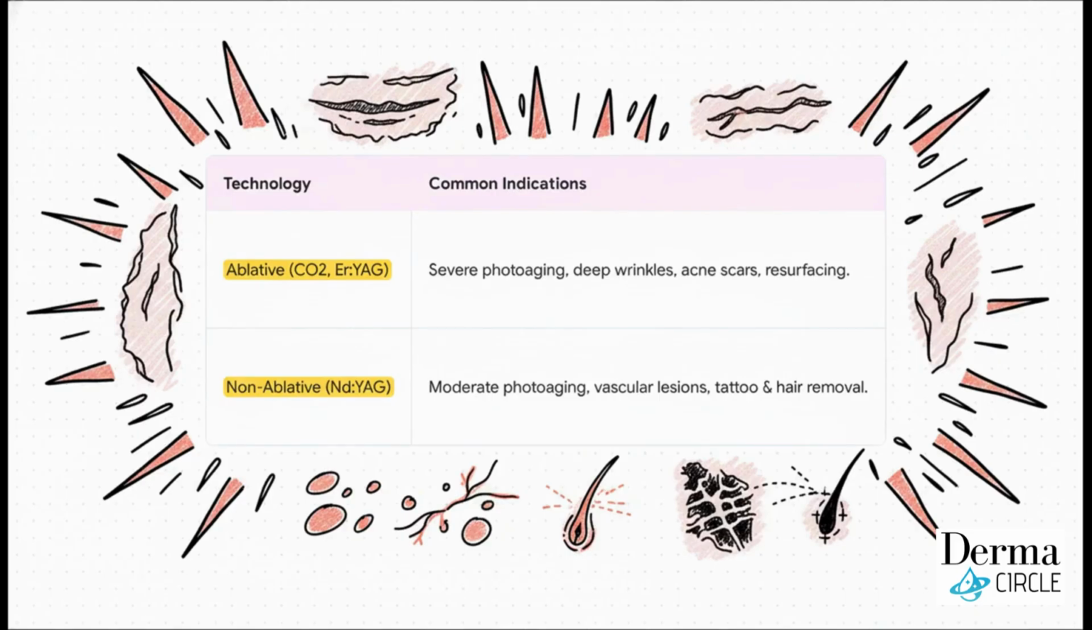Non-ablative lasers, on the other hand, are our versatile workhorses. They're fantastic for a whole range of concerns like moderate photoaging, specific pigmented or vascular spots, and of course for hair and tattoo removal, where the goal is to sap a specific pigment, not the whole skin structure.